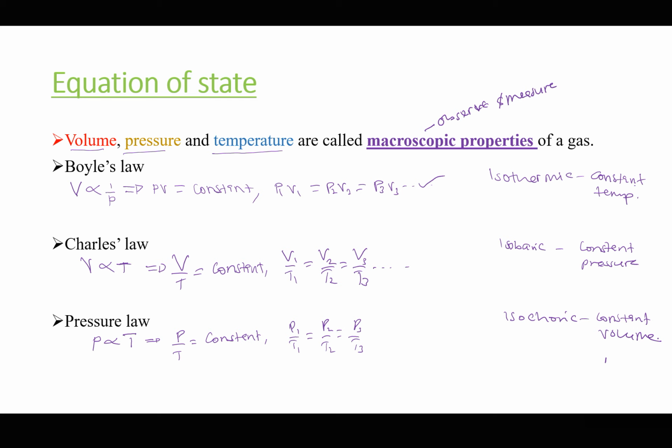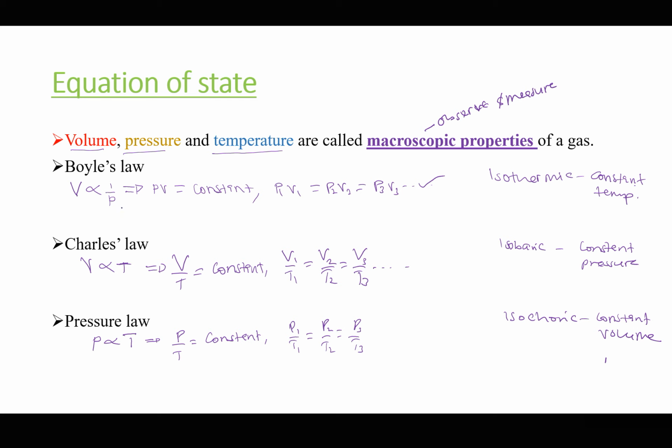So all we can do now is to combine these three laws. The last law, according to Joseph Gay-Lussac, is that the pressure of a fixed mass of a gas is directly proportional to the temperature, provided the volume is kept constant. So if we combine these three laws, we are supposed to come up with the equation of state. So I'm going to try and combine these three laws.